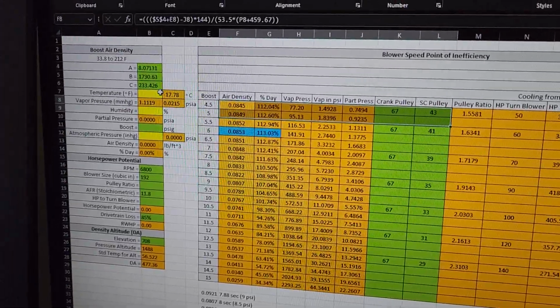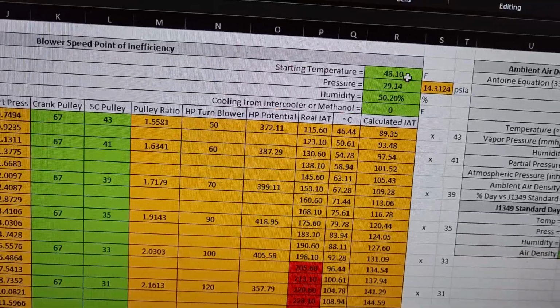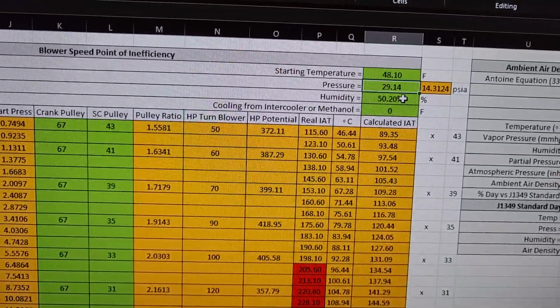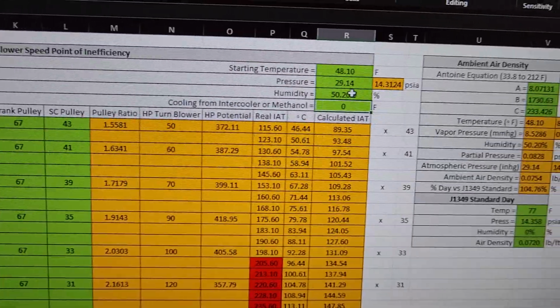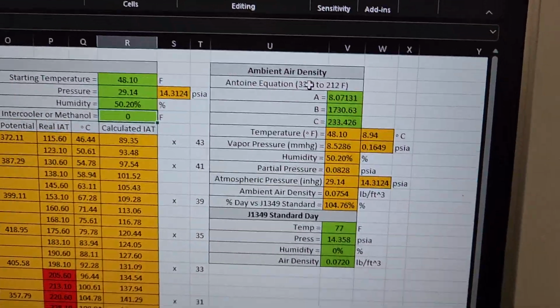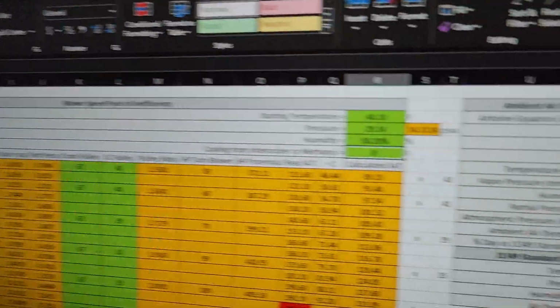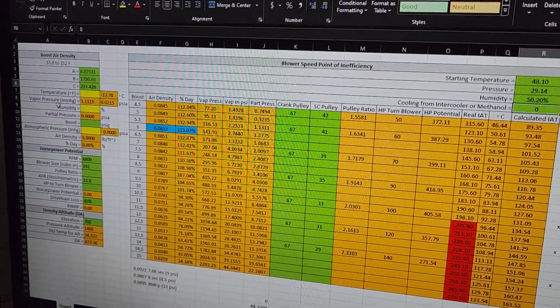Now the temperatures and stuff, I don't use these numbers. I basically use these right here. I just input whatever the temperature is outside, the pressure and humidity, and ignore this until I get an actual data log. This calculation is the same as this one. The only difference is all of my boost air density is done in here, so I don't need this square over here.